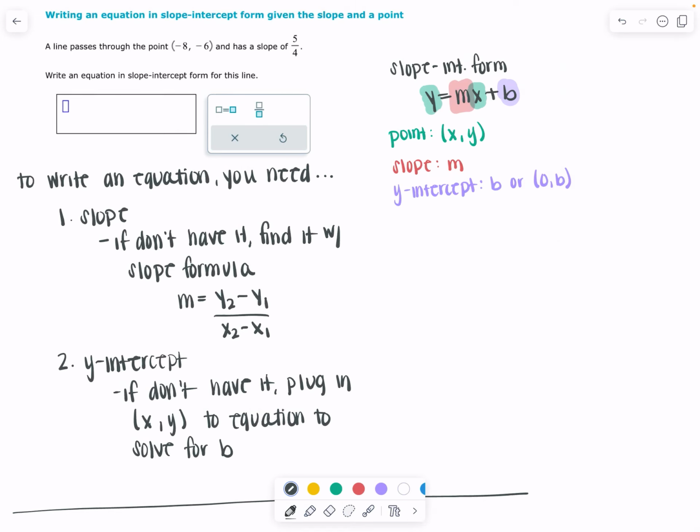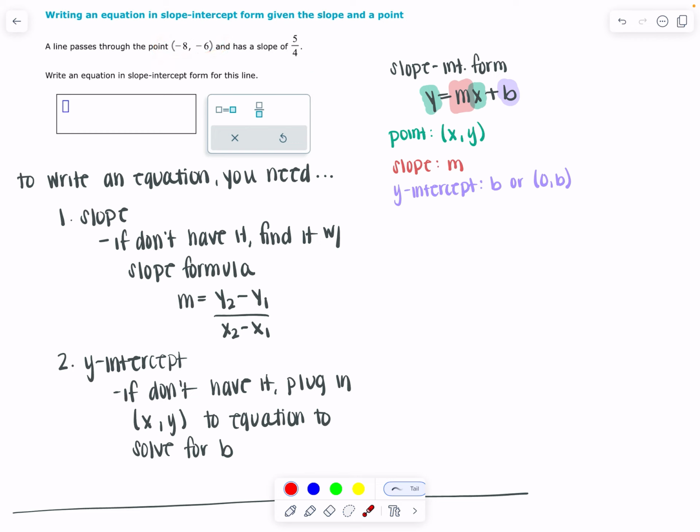Alright guys, so here is another topic that some people had questions about. You can see the topic here at the top of the screen: writing an equation in slope-intercept form given a slope and a point. The question says a line passes through the point (-8, -6) and has a slope of 5/4.